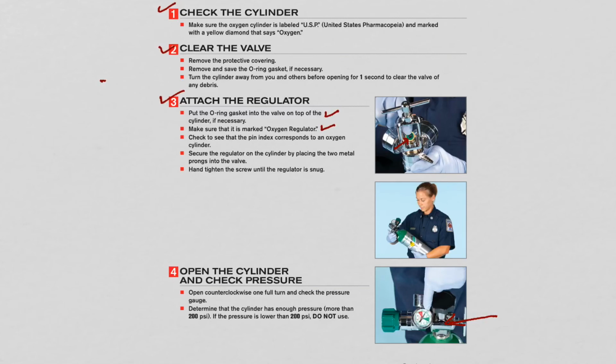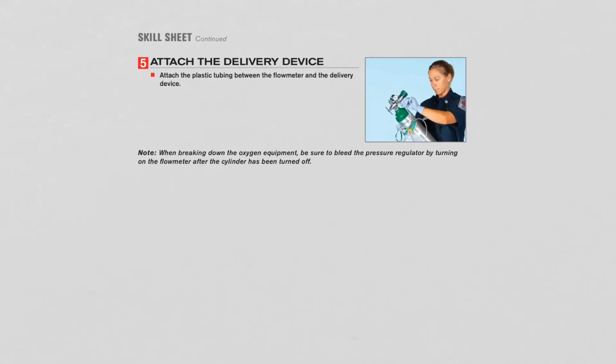Make sure that everything is secure, and then we're going to tighten that pressure regulator down to the actual cylinder itself. We're going to open the cylinder once the pressure regulator has been attached and check the pressure. We want to make sure, number 1, that it's not empty. Hopefully that makes sense to you all. And then last but not least, always last but not least, once we've done everything, we attach the actual delivery device. This all seems like it went fast, but trust me, I hope that this will make our lab time a lot more efficient.